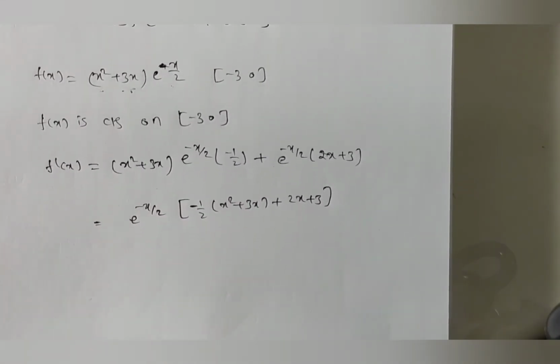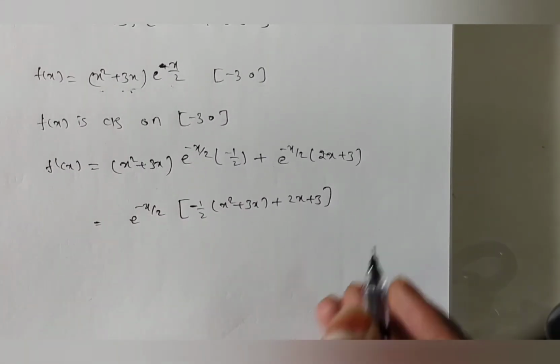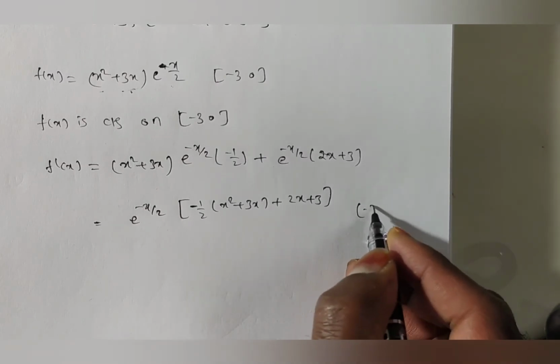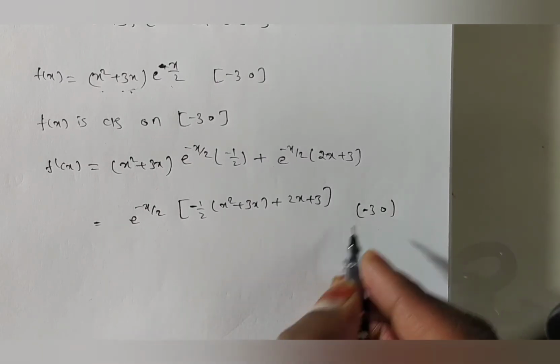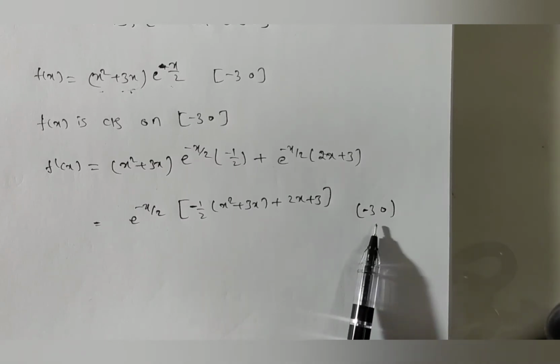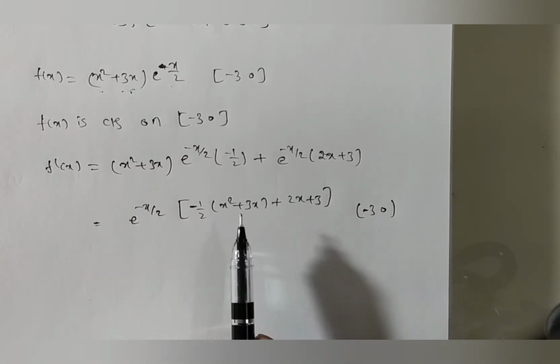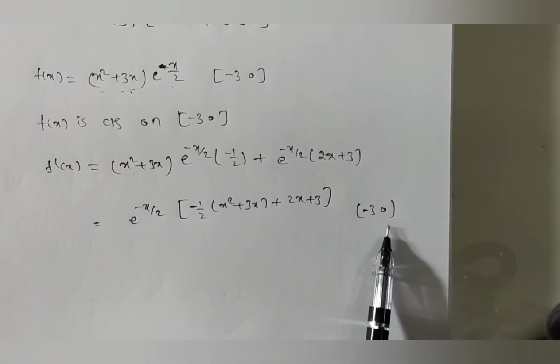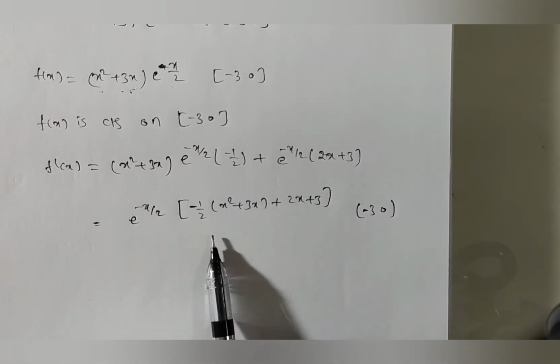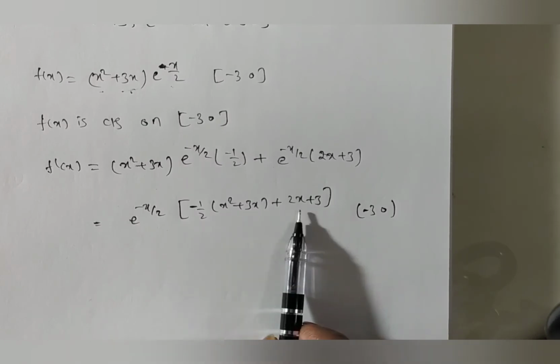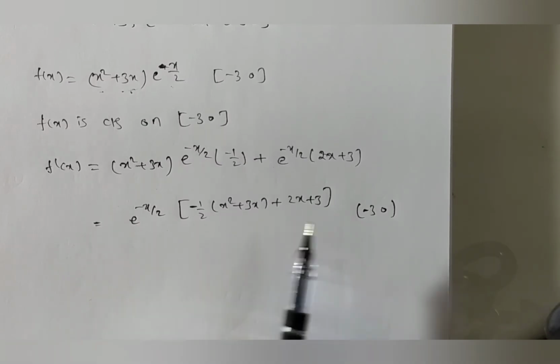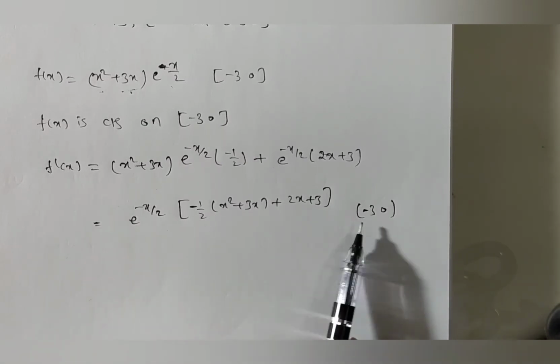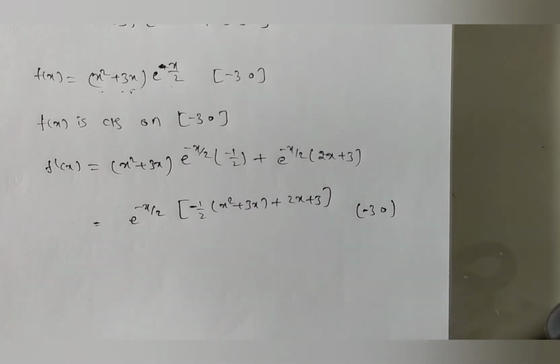Now we have to verify whether f dash of x exists or is defined on the open interval minus 3 comma 0. If you put minus 1, you get a finite value. If you put minus 2, minus 1, in between minus 3 comma 0, you will have a finite value only. This is an algebraic polynomial, this is an exponential function. So these two are defined on minus 3 comma 0. So f dash of x exists.